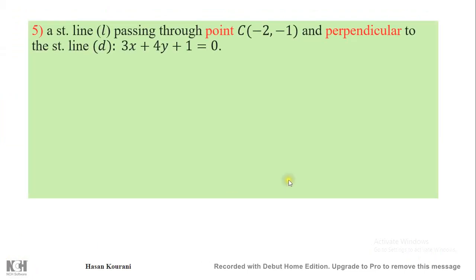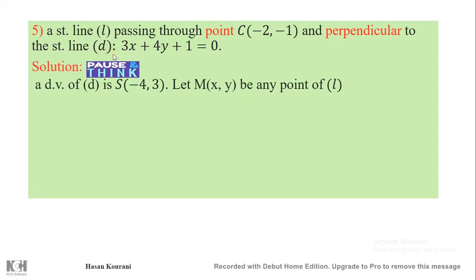Now, in this last example, a straight line L passes through a point C and is perpendicular to another straight line D. Once you are given a straight line, I advise you to find directly a direction vector for it. That usually helps to find the equation of another straight line. A direction vector of D, since it is in standard form, is in general (-V, U), and here -V is -4 and U is 3.